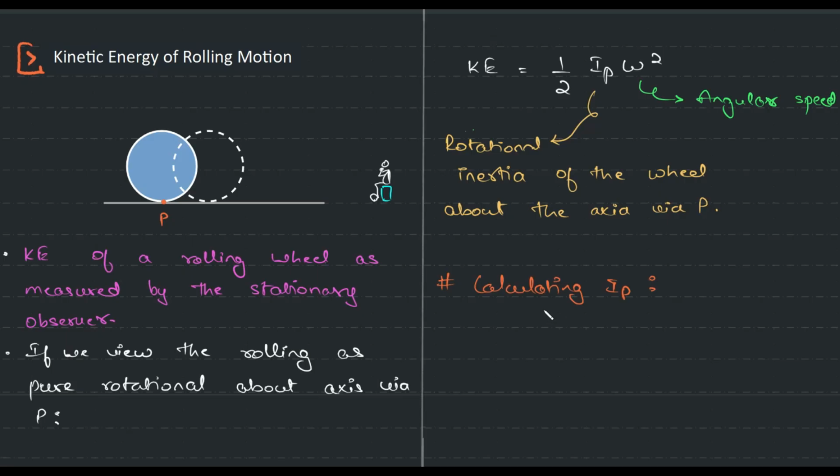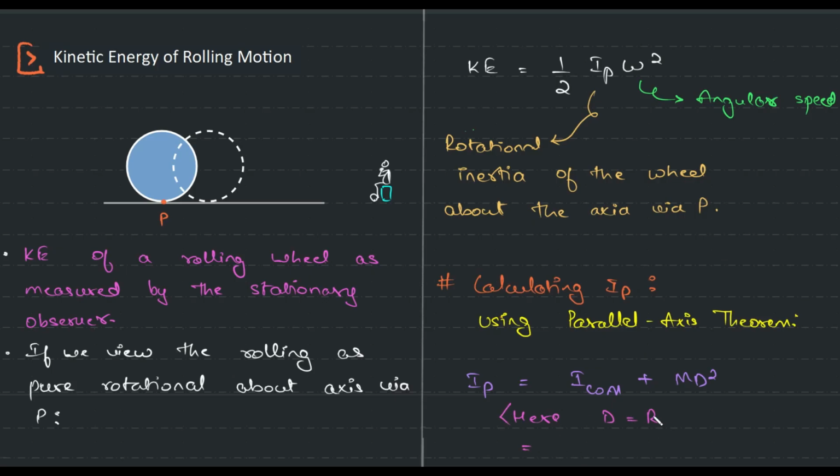So basically I can make use of the parallel axis theorem. So what does it tell? At point P, we can view it as the moment of inertia through the center of mass plus m d square. Here d is equal to r, that you can substitute, and you end up with m r square and so on. So that you can write.